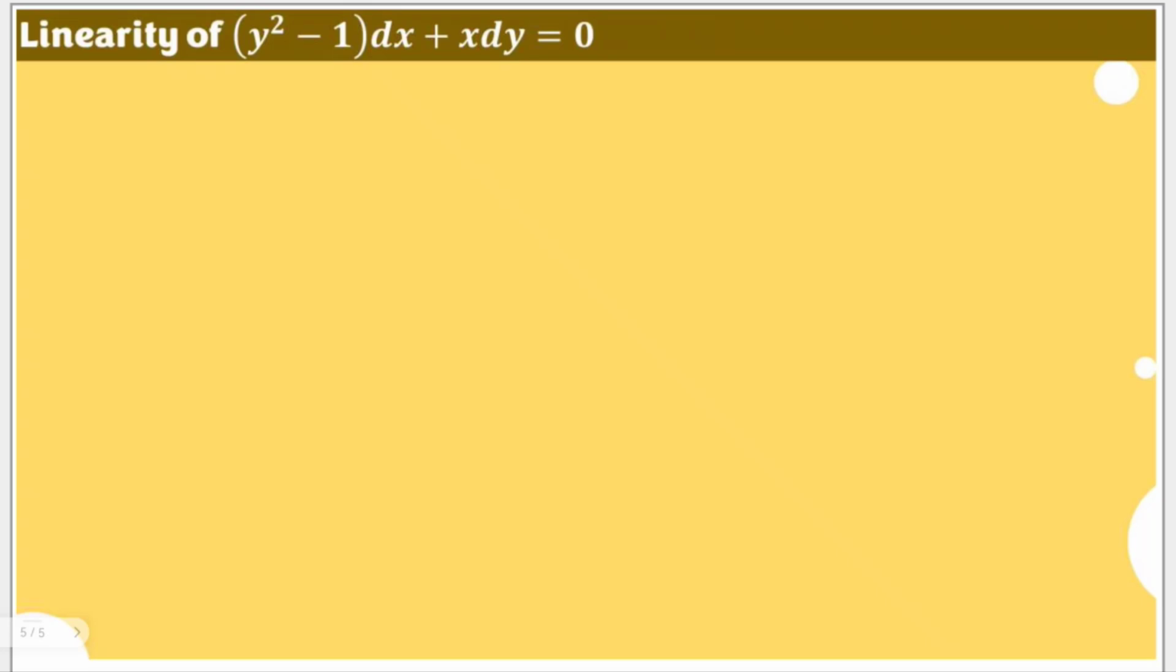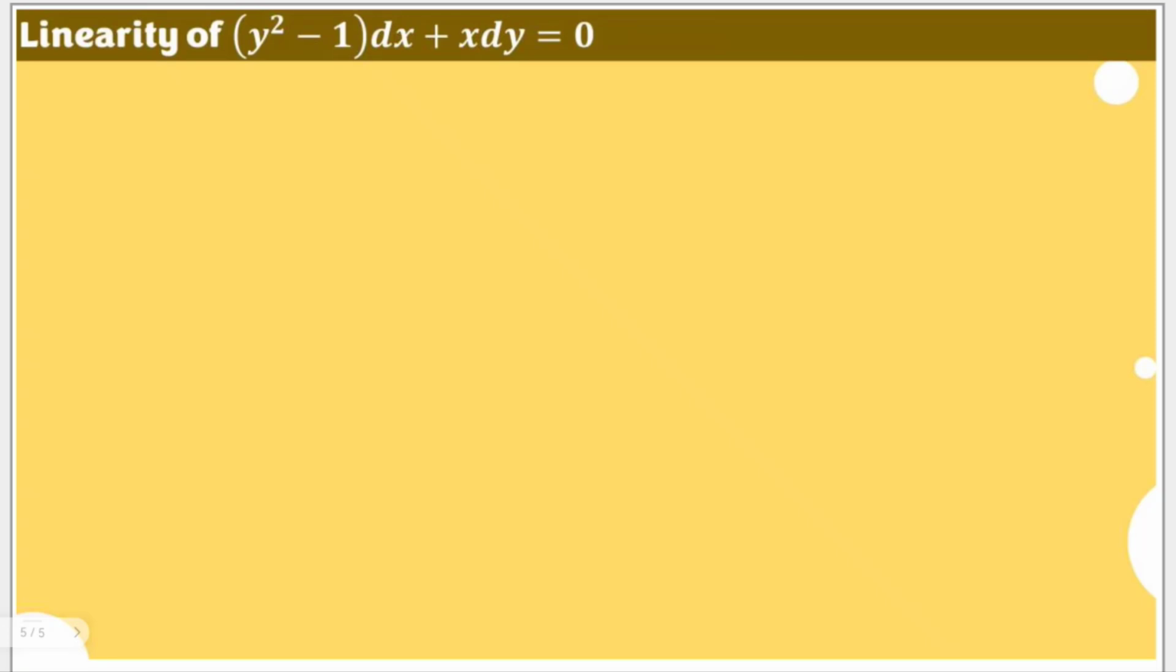Let's check the linearity of the differential equation expressed in this manner: the quantity y squared minus 1 times dx plus x dy equal to 0. To determine whether it's linear, we need to anchor it on which variable we're going to pick, because here there's no clear identification as to which is the independent and dependent variable. It could be that the dependent is x and the independent is y, or the dependent is y and the independent is x. So we are going to attack this in two different ways.